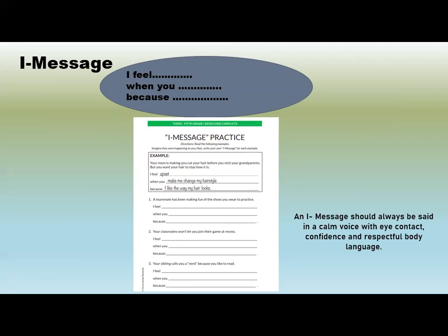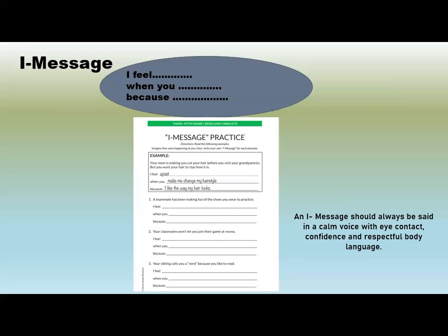I came up with one that would say, I feel sad when you make me change my hairstyle because I like the way my hair looks, right? This is the example that you see on the iMessage practice sheet.